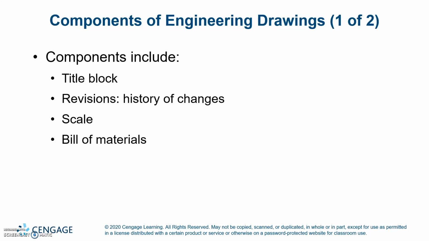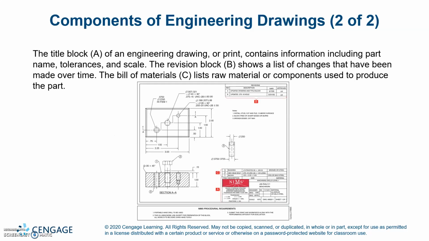Components in engineering drawings. Components include title block, revisions, history of changes, scale, and a bill of materials. The title block, A, of an engineered drawing or print contains information including part name, tolerances, and scale. The revision block, B, shows a list of changes that have been made over time. The bill of materials, C, lists raw material or components used to produce the part.